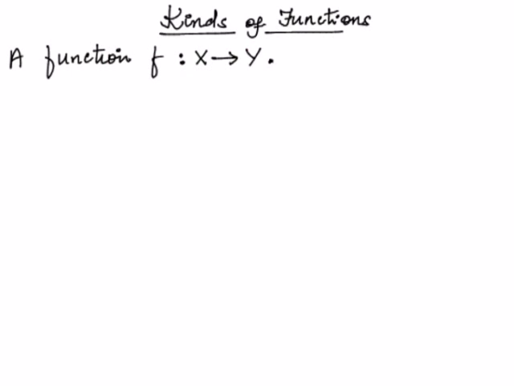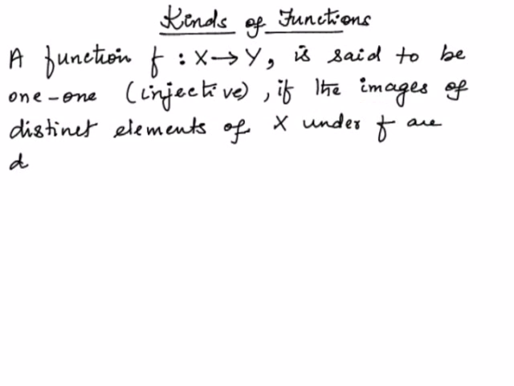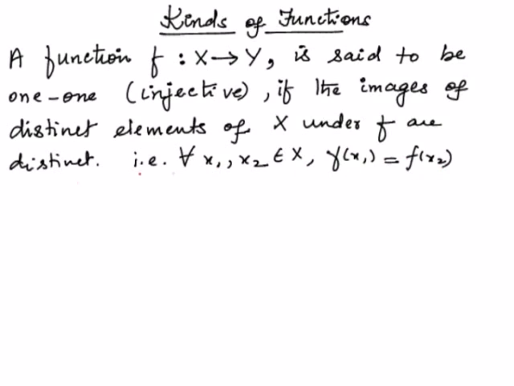Let us understand about the kinds of functions. A function f from X to Y is defined to be one-one, or sometimes it is also called an injective function, if the images of distinct elements of X under f are distinct. That is, if I pick two elements x1 and x2 belonging to capital X, then their images will be equal only if they are equal.